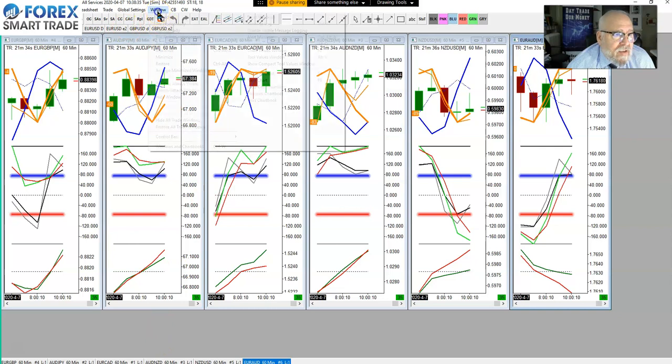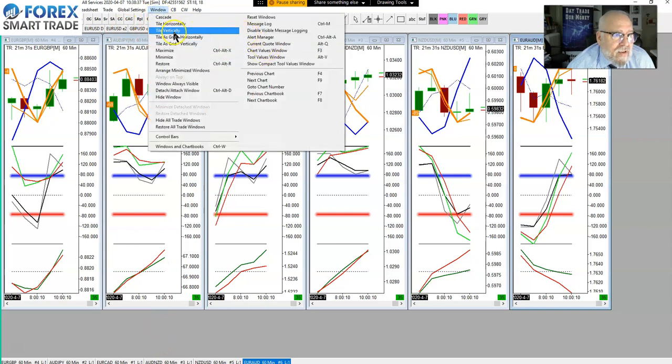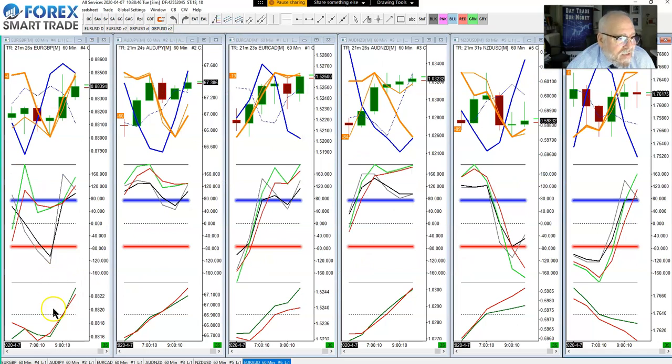Again, to get the chart to fit the screen. Normally I have this chart on my other screen, which is a little smaller. So we'll get it to size.